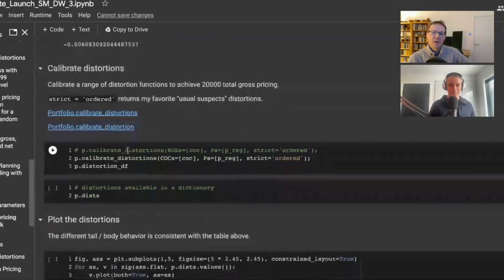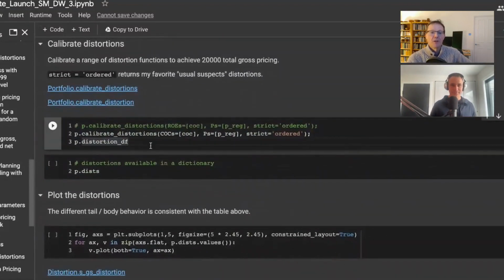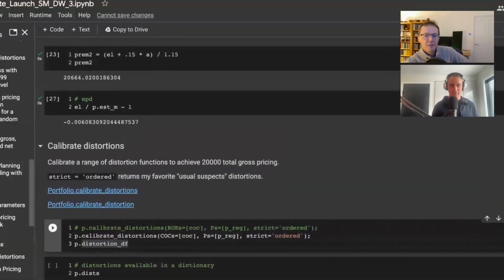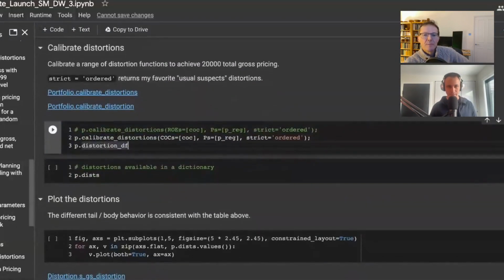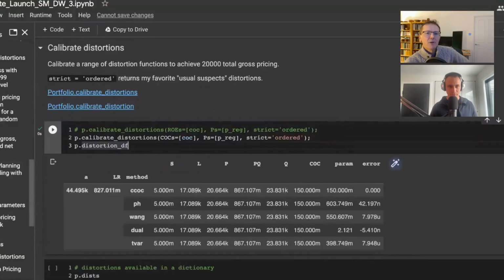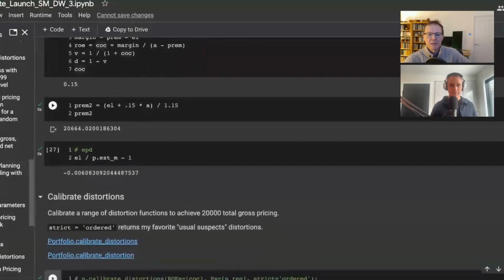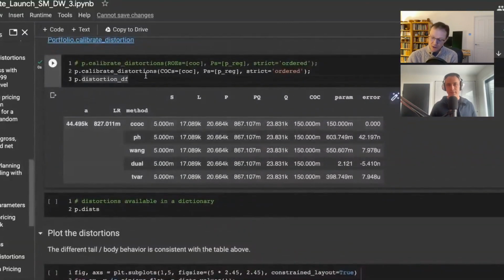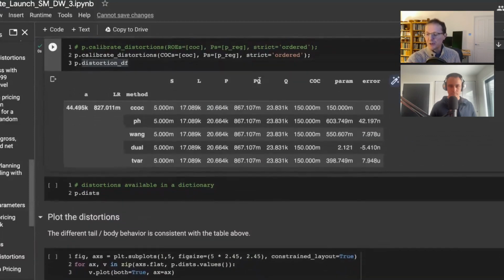Let's carry on, and we'll keep going with the 15% return. So execute this cell here. I haven't messed up any variables here, have I? No, you're fine. We're just going to work to 2664 instead of the other thing. So what this function, calibrate distortions, does is it calibrates the distortions, right?